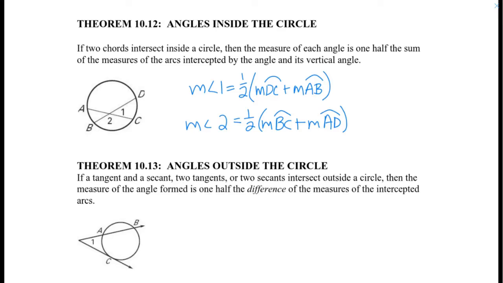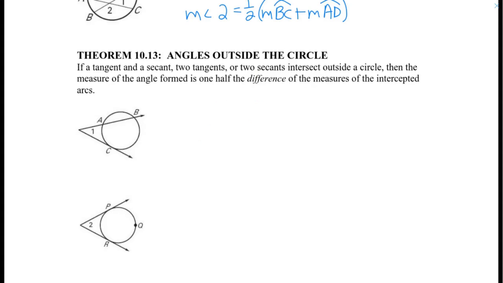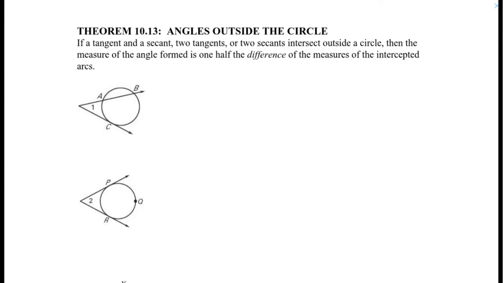So that gets a little bit confusing. When we start working through some problems, it'll probably start to set in a little bit more. Before we practice those, let's go ahead and take a look at some other relationships. So here we have angles that are outside the circle. Here we're dealing with tangent and secant lines.